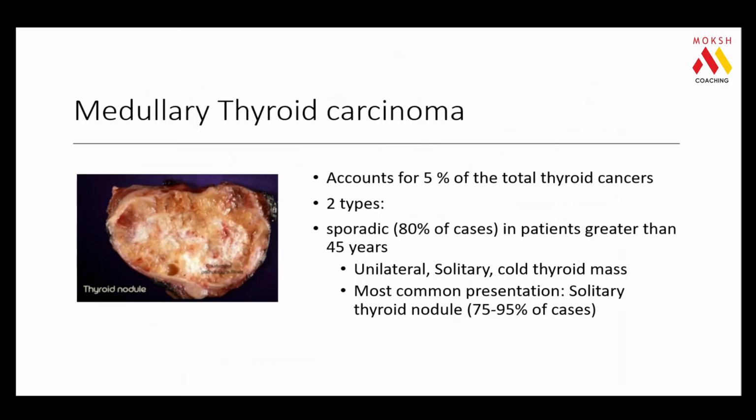So medullary thyroid carcinoma accounts for about 5% of the total thyroid cancers in different types. So there's many different types. The most common one is actually papillary thyroid cancer, and then you have the follicular, and then you have medullary. But it accounts for 5%. And there's actually two types. There's a familial type and a sporadic type.